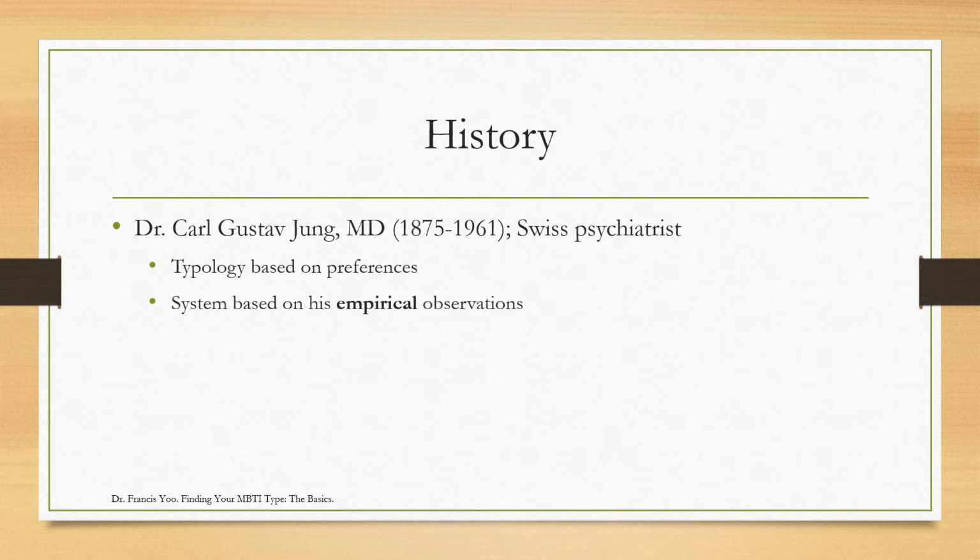Dr. Carl Gustav Jung, MD, was a Swiss psychiatrist, very active in the 20th century, and he formulated a typology system that is based on preferences of the patients that he worked with. And this system was based on his empirical observations. This was at a time where the statistical model and that perspective was not pervasive in medicine and healthcare.